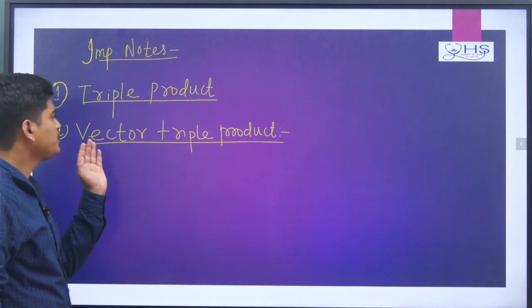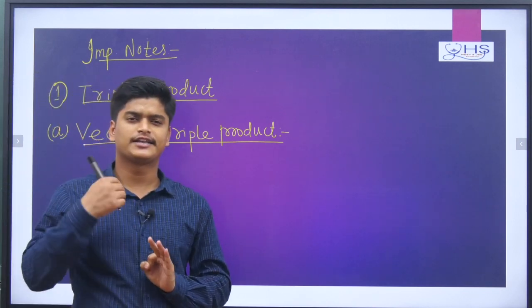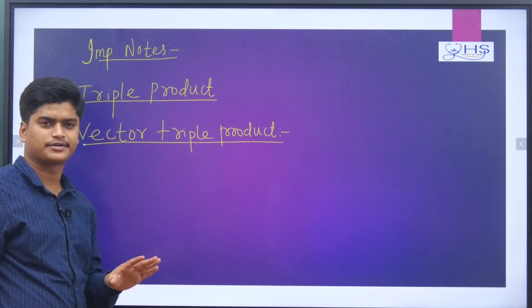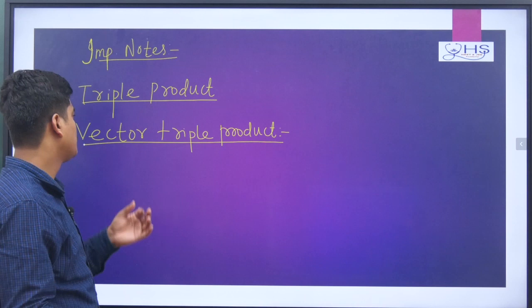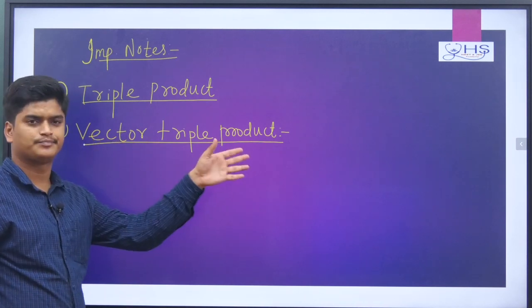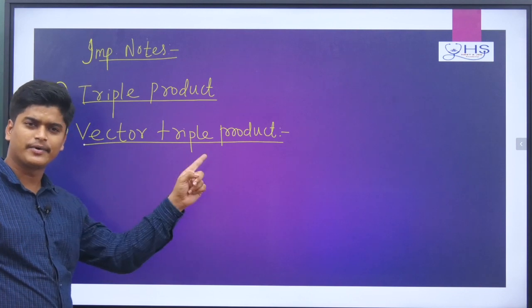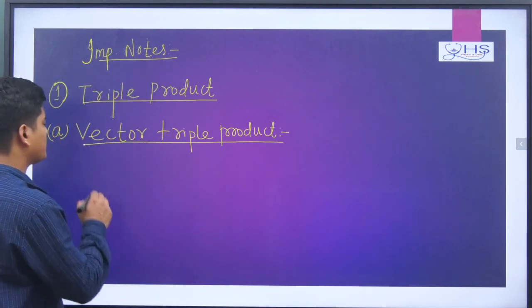So here what you are doing is multiplying 3 vectors and your result is coming as a vector. That's why the name is given vector triple product. Similarly, if we multiply 3 vectors and our result comes as a scalar, that time we will call it scalar triple product. So in the triple product we will study 2 things: one is vector triple product and another is scalar triple product. Now see what is vector triple product.